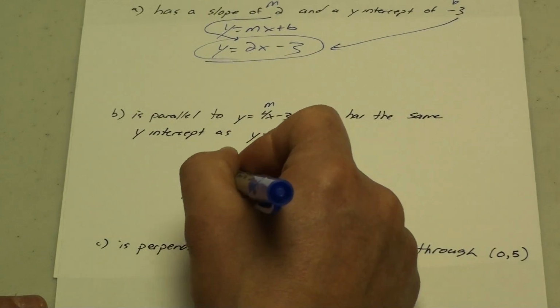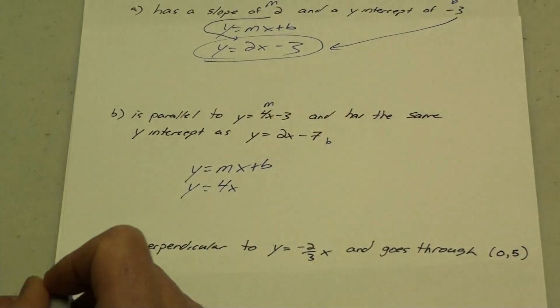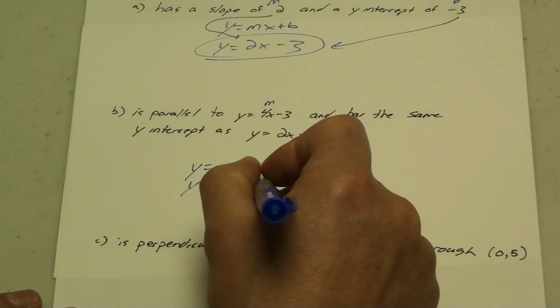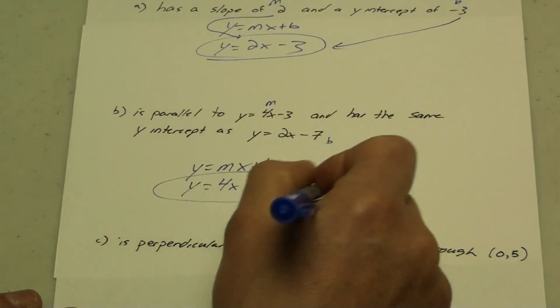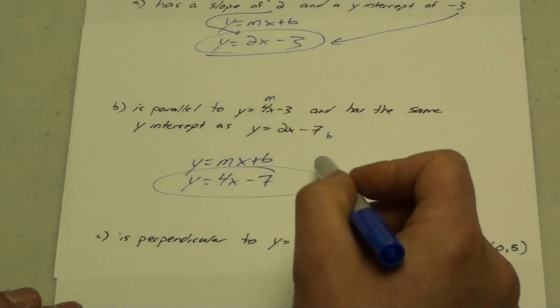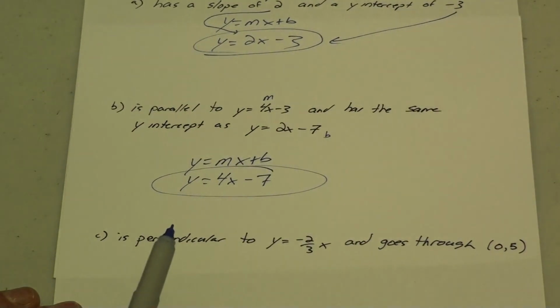So y equals 4x from the first equation, same slope because it's parallel, has the same y-intercept, so minus 7 for my second equation. And there's the new equation of a line I'm looking for. It's parallel to the first one, has the same y-intercept as the second one.